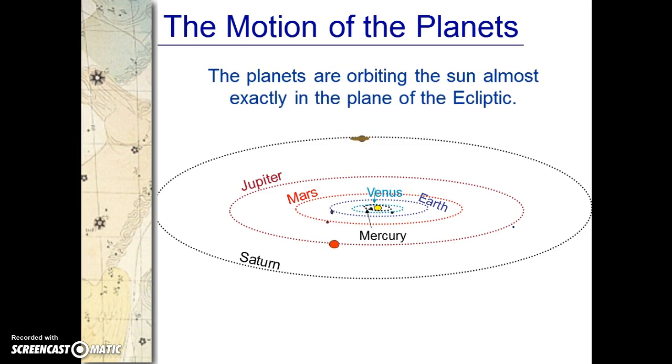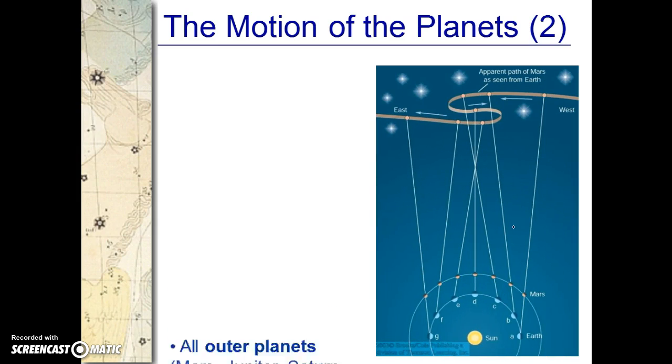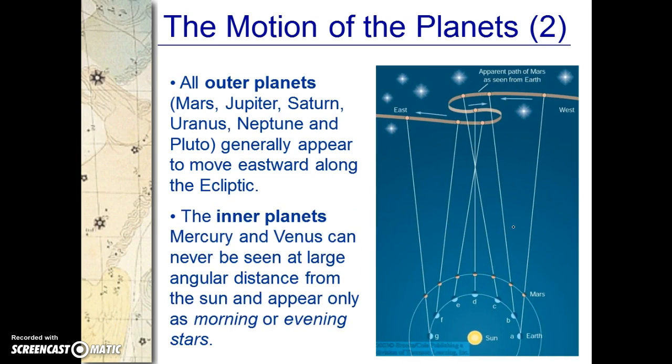Okay, motion of the planets. So the planets are orbiting the sun almost exactly in the plane of the ecliptic. Okay, and guess what? The moon is orbiting the Earth in almost the same exact ecliptic plane. All right, motion of the planets. So outer planets, Mars, Jupiter, Saturn, Uranus, they all generally appear to move eastward along the ecliptic.